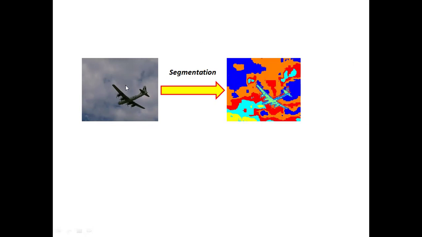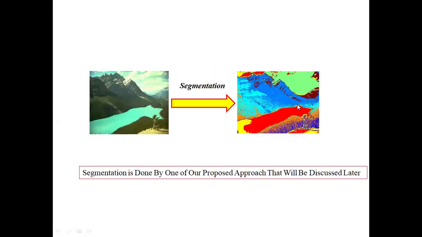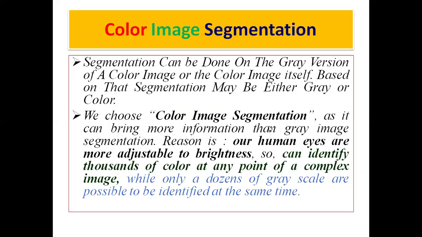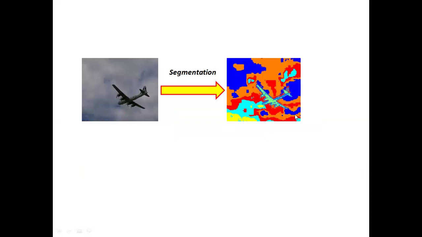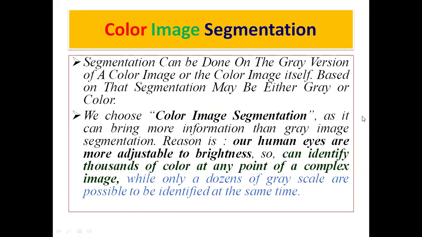So let's come back to the class. You can see here, this is an airplane image. After the segmentation, you can clearly find this particular airplane isolated from the other parts of the image. Similarly, in the segmentation of this river image, you can see that the segmentation puts a different color on this river. After applying our segmentation approach, we have got this. What we have done here is color image segmentation.